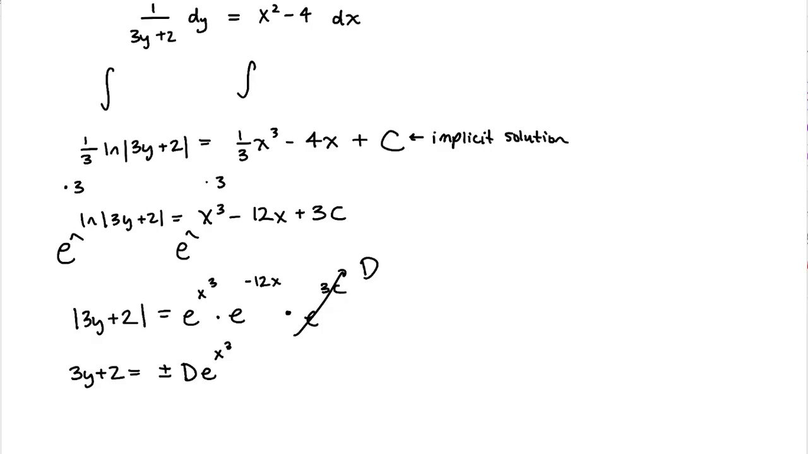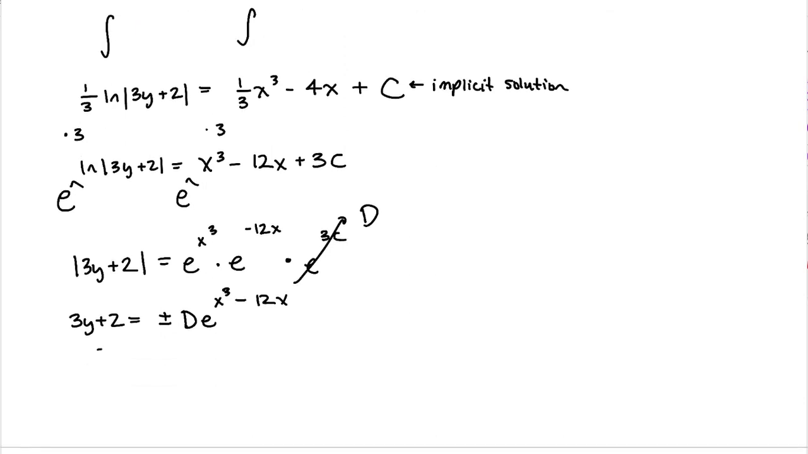I guess I can put those back together now. Minus 12x. And then subtracting 2 from both sides, I have 3y is equal to plus or minus d e to the x cubed minus 12x, minus 2. Dividing both sides by 3 finally gives me my final solution.